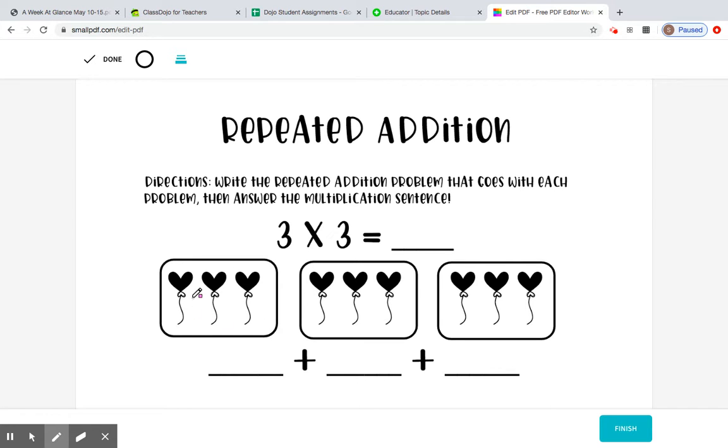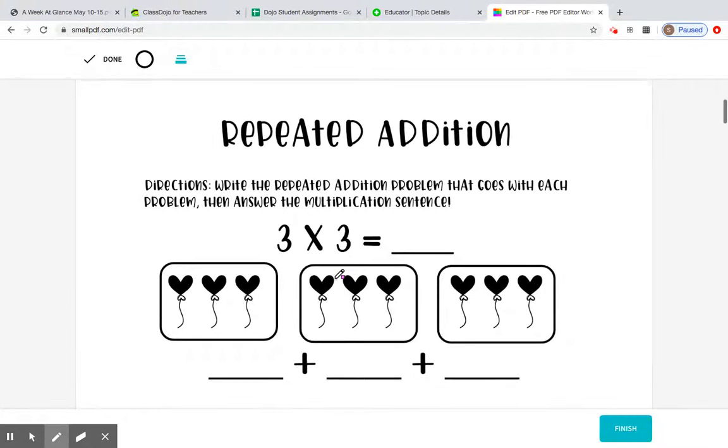So we have, how many groups do we have here? We have 1, 2, 3. And how many balloons are in each group? We have 1, 2, 3. So we have 3 groups of 3. So when we're looking at our multiplication sentence, this would represent our groups. So we have 3 groups of 3 balloons, right? So we have 3 groups, 1, 2, 3, of 3 balloons in each group, which is 3.